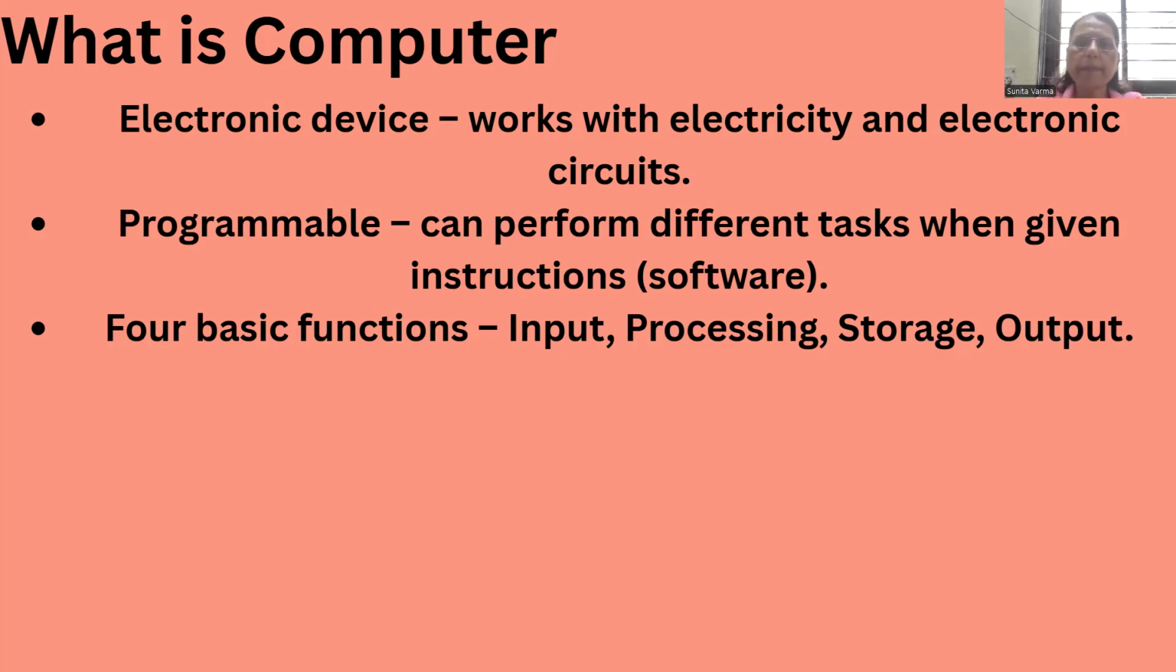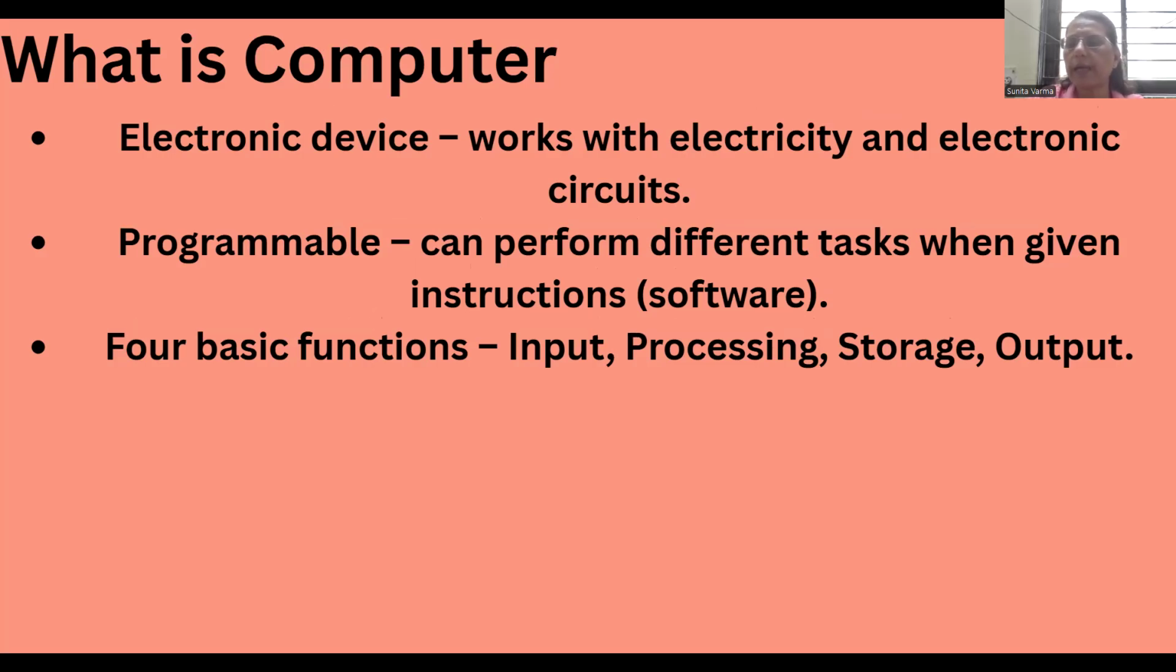Computers are programmable in nature. When we give instructions in the form of a program, the collection of instructions is called the program or the software. When those instructions are executed by the computer, it performs the task of the user. The computer performs four basic operations: it takes the data, which is called the input, it processes the data, it stores the data, and gives the output to the user.